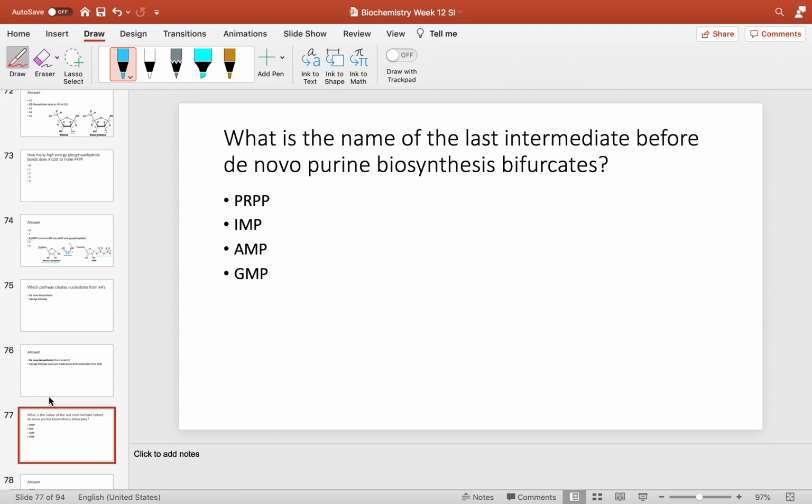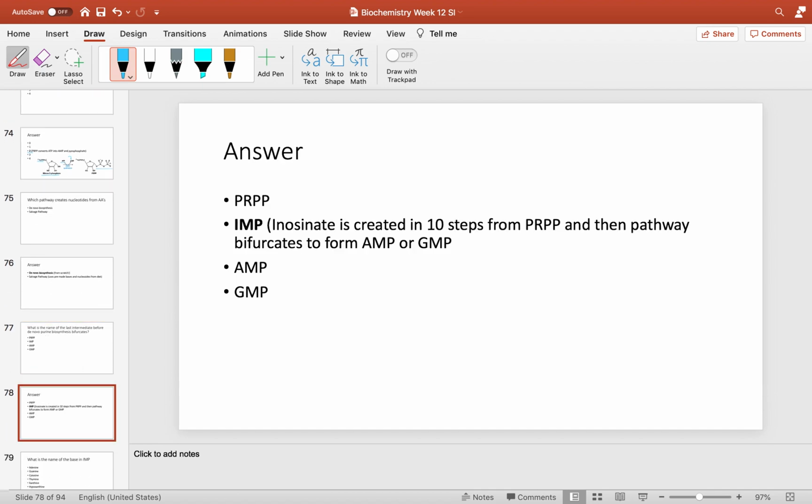What is the name of the last intermediate before the de novo purine biosynthesis pathway bifurcates? Is it PRPP, IMP, AMP, or GMP? In this case, it is inosinate, IMP. Remember, we start off with PRPP, but it takes 10 steps to produce inosinate, which can then bifurcate to produce GMP and AMP.